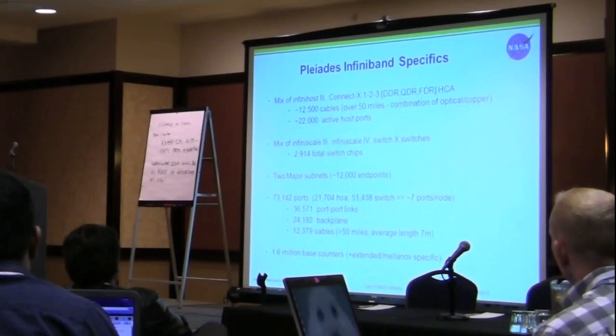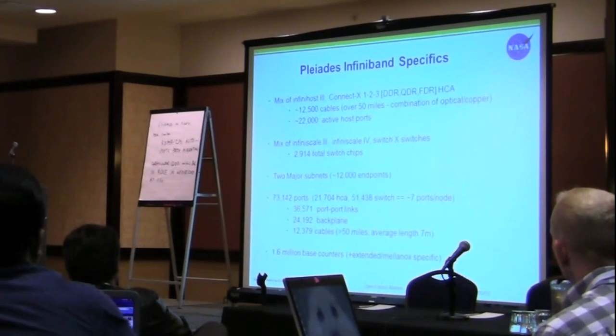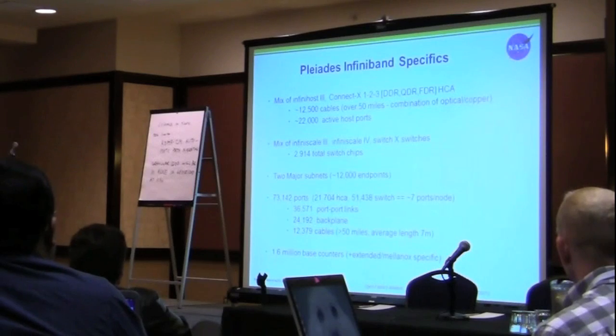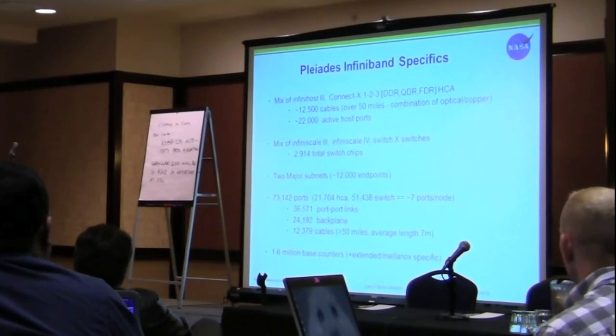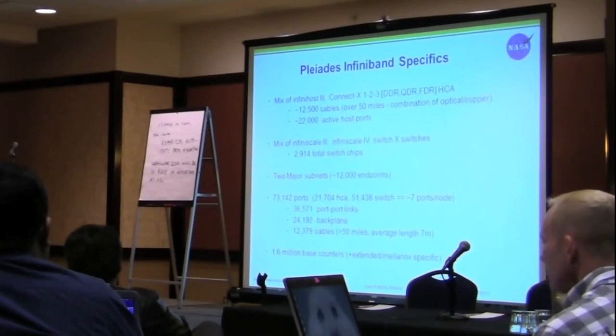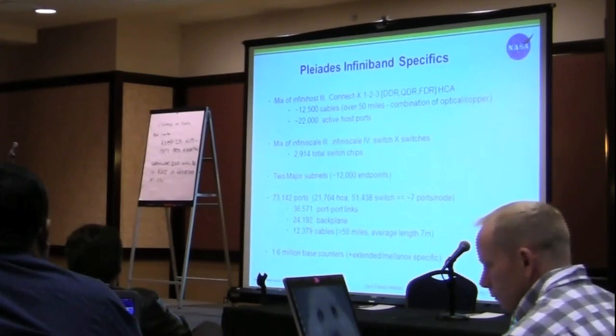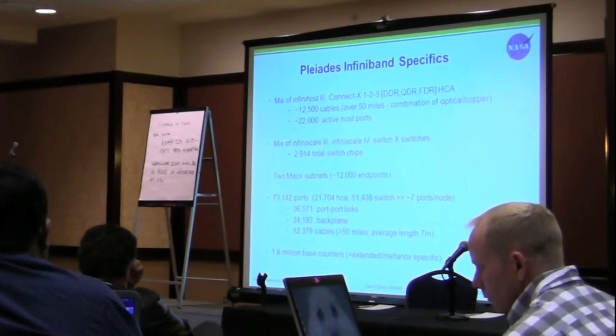The InfiniBand specifics of Pleiades: it's got about 12,500 cables, or about 50 miles, a combination of optical and copper cables. It's got about 2,900 switch chips. There are 2 subnets, each with about 12,000 endpoints, because that's about how many nodes are in the system. 73,000 ports total, so it's about 1.5 million base counters.